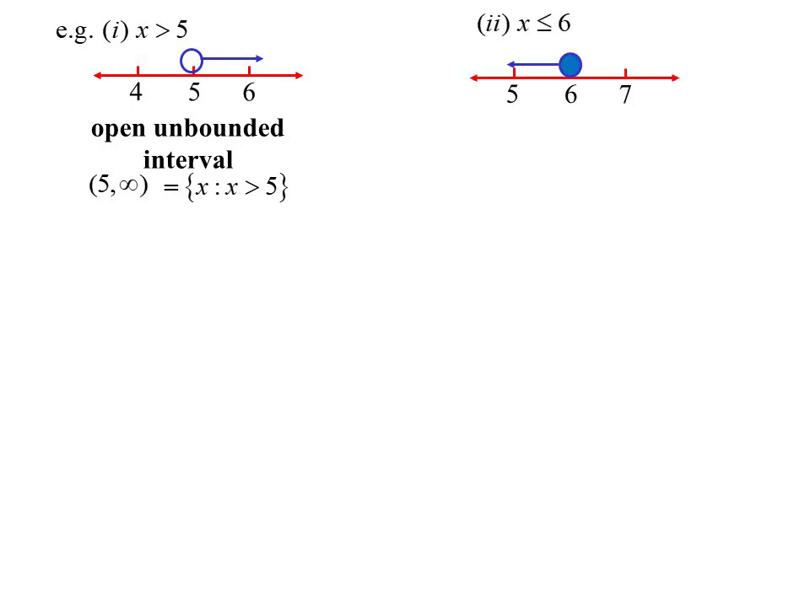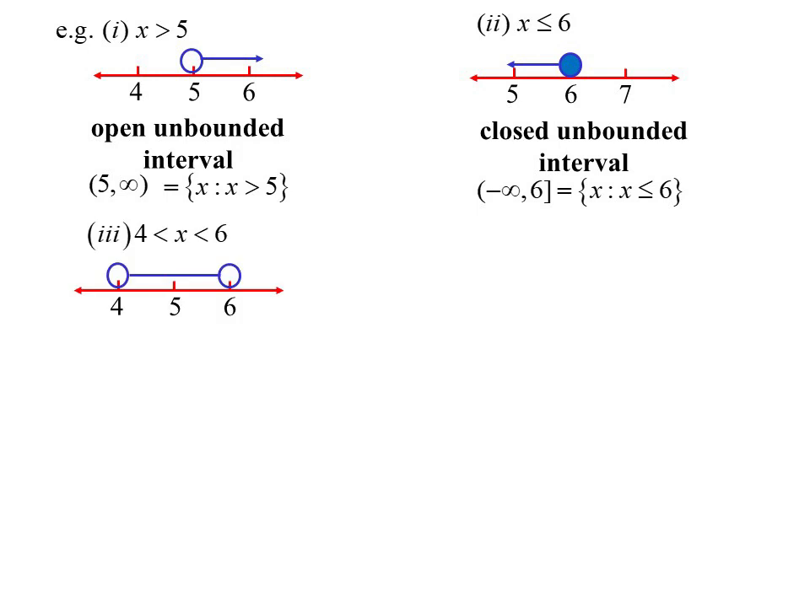Less than or equal to, very similar one, but now we colour in the circle to indicate that, hey, this endpoint is included. So that one would be a closed unbounded interval. And when it's closed, we use a bracket rather than a parenthesis. And there it is in set notation, X such that X is less than or equal to 6.